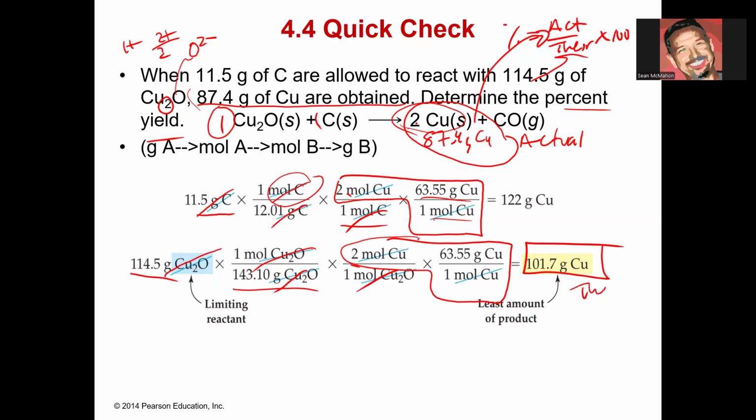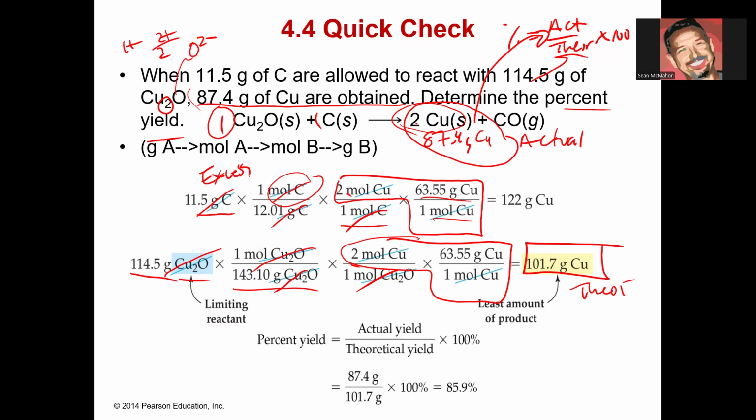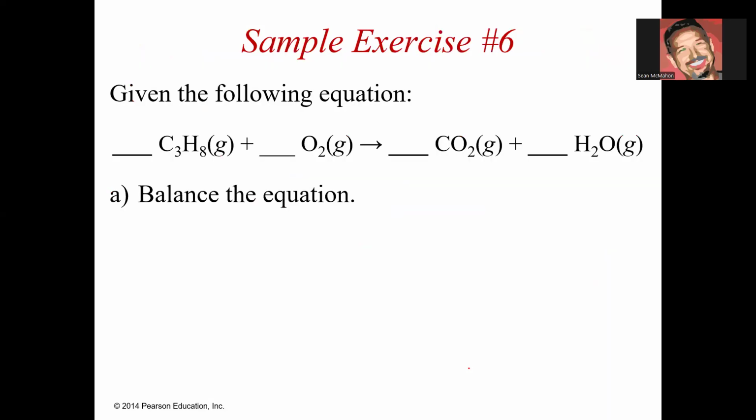This is my theoretical. Why? It's the lesser amount. This is my limiting reactant, and the carbon is my excess. Now, I need to do percent yield. Actual over theoretical. I take the 87.4 grams that I've obtained. I take the theoretical yield that I got from my double stoichiometry to determine the limiting reactant, times it by 100, I get 85.9%.